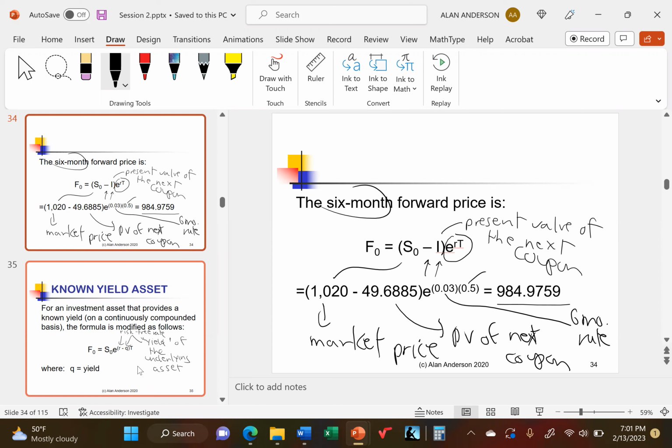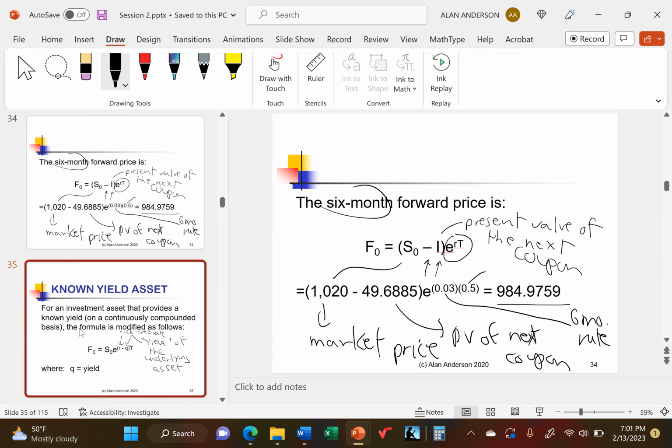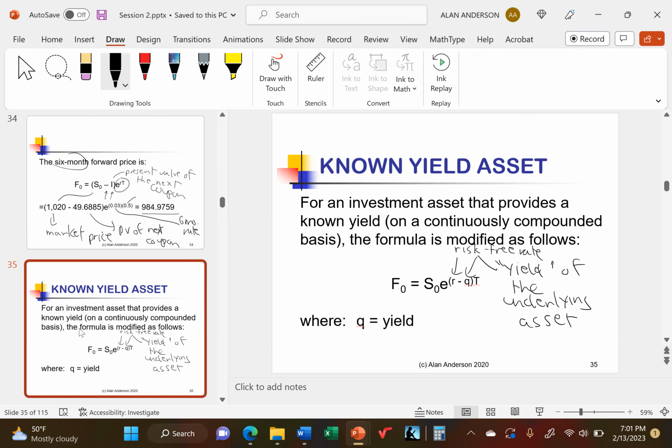Because as we saw before, interest rates are typically compounded on a daily basis, and mathematically, that means they're very close to continuously compounded rates. So when that happens, we're going to use this model to calculate a forward price, where you notice how instead of just R in the numerator, we have R minus Q. Q is the yield of that asset.